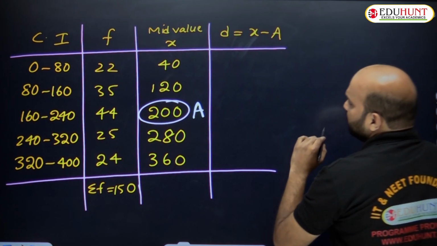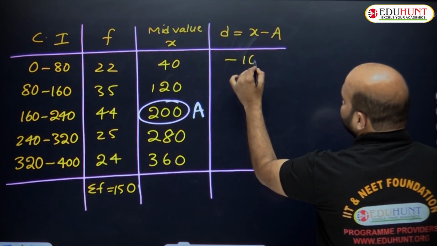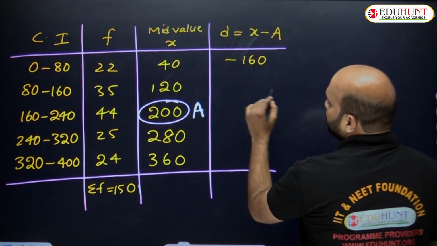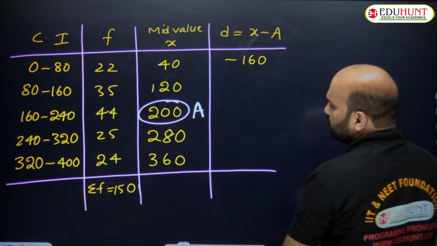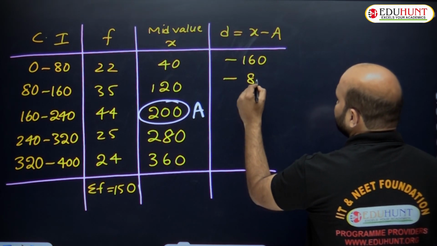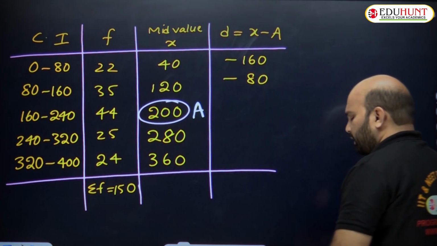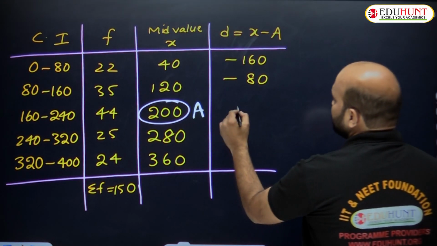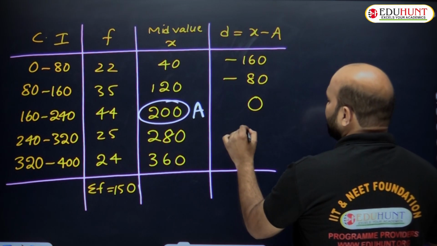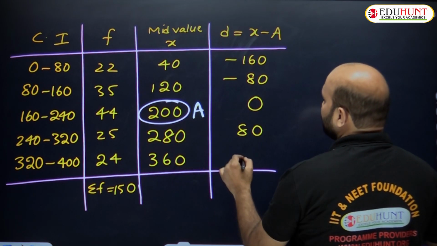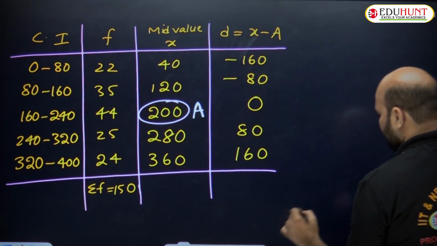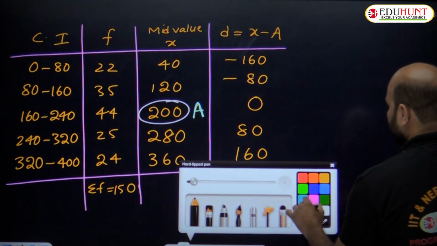140 minus 200 is minus 160. Am I clear? Next one, 120 minus 200, that is minus 80. Next one, 200 minus 200, 0. Next one, 280 minus 200, 80. Next one, 360 minus 200, 160. So that is the deviation. Again, we also need to find u.